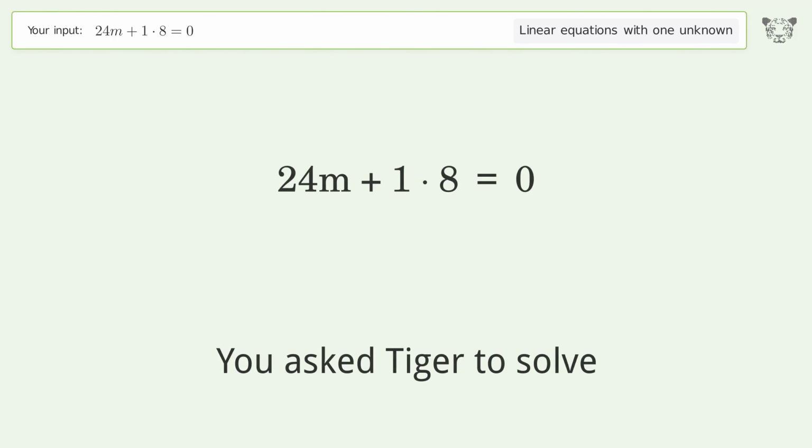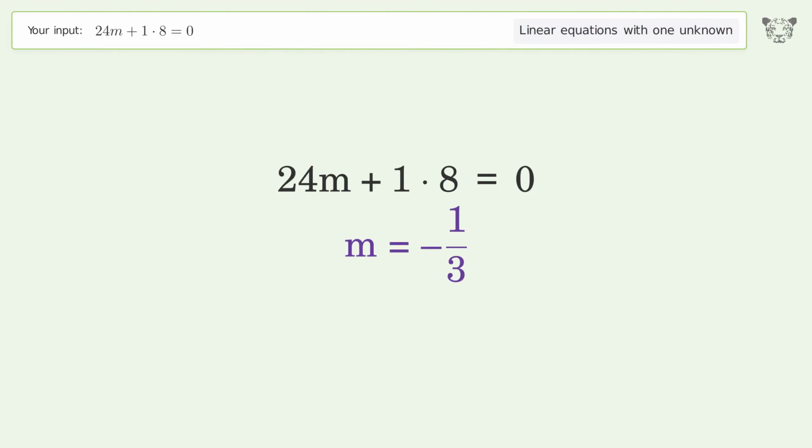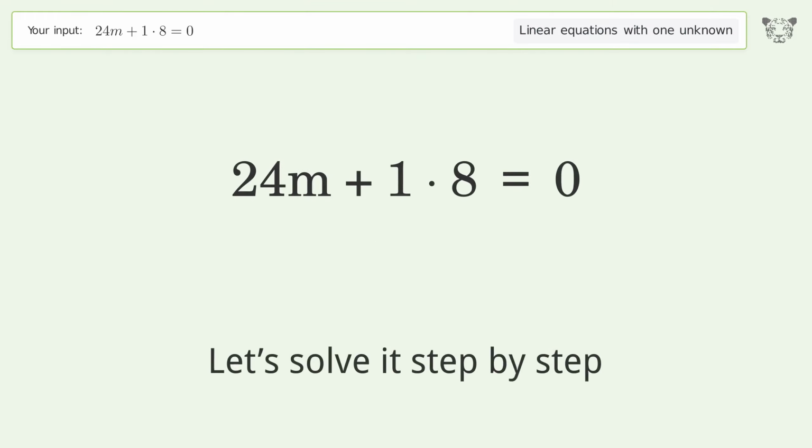You ask Tiger to solve this. This deals with linear equations with one unknown. The final result is m equals -1/3. Let's solve it step by step.